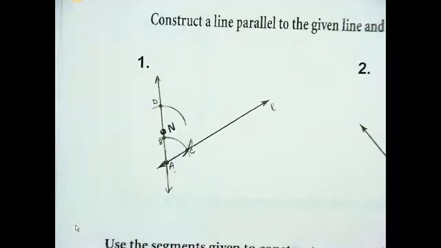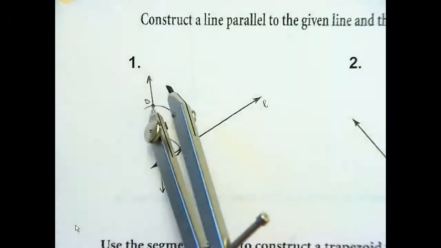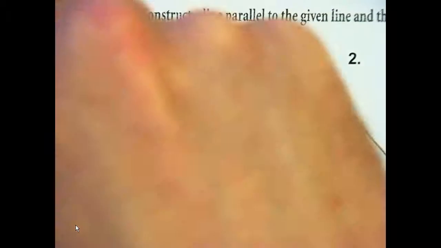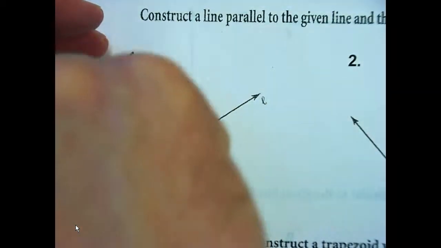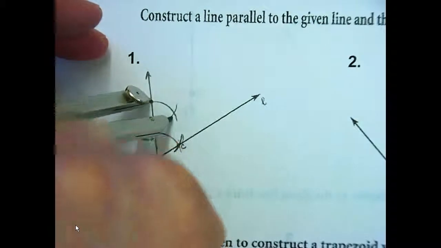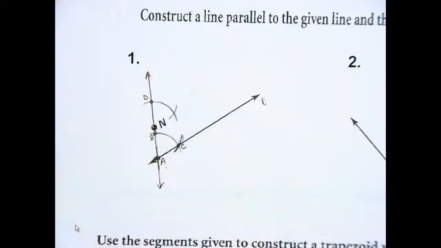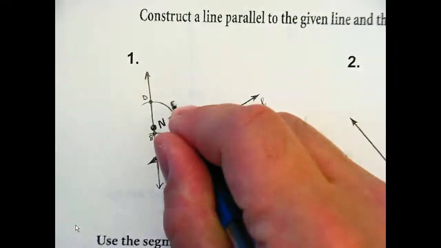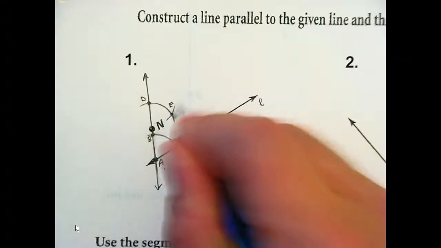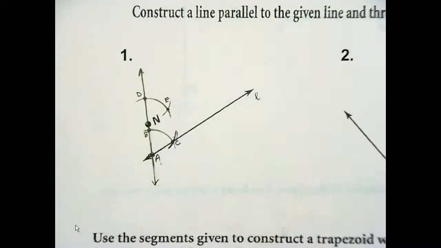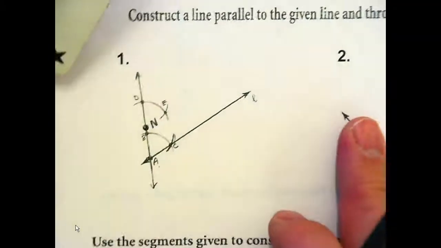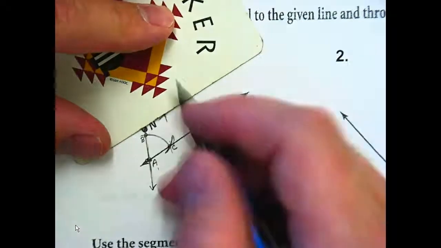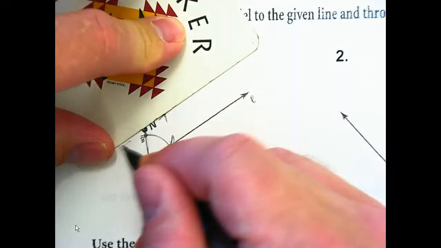And I am going to set my compass point at point D. And I'm going to make an arc right there. Okay? We can call that point E, because it's the next letter of the alphabet. You have 2 points. Okay? Point D and point E. I'm going to draw my line through point D and through point E.